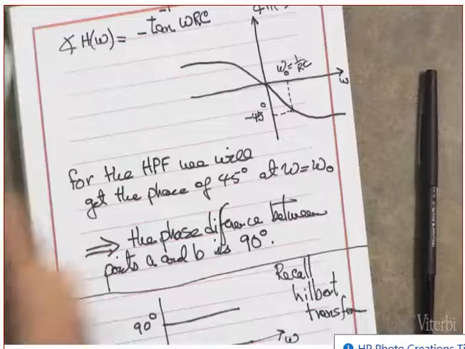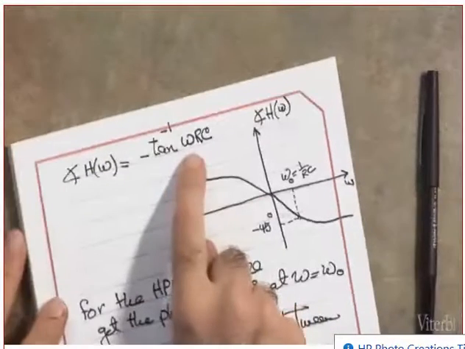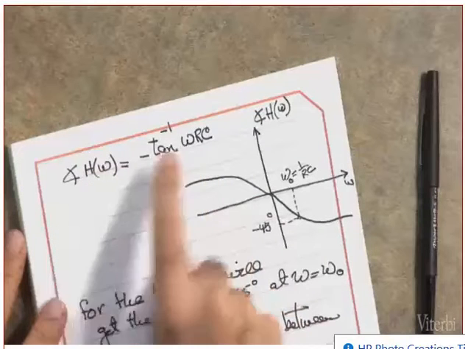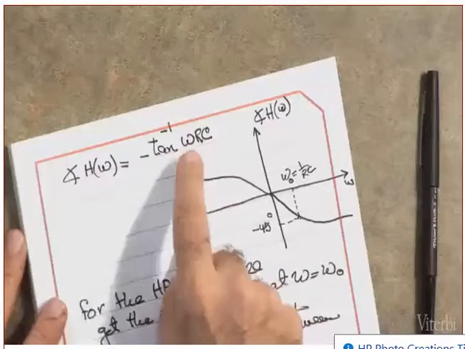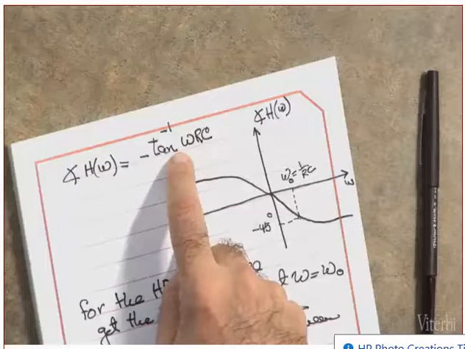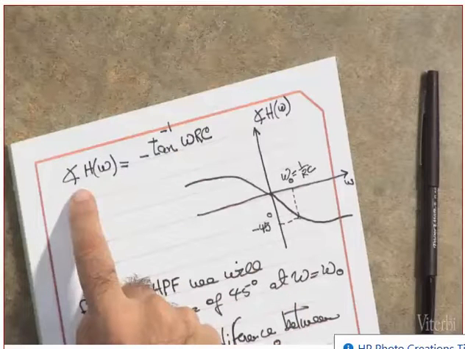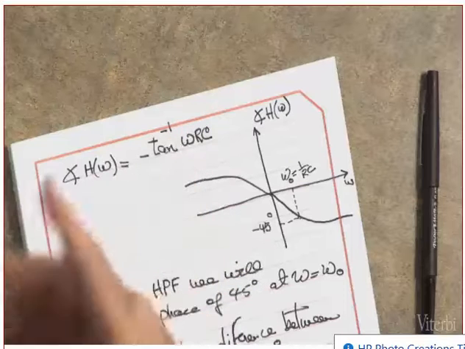Not sure. Let me go back one more time. What is the phase here? When is this 45 degrees? When omega is equal to 1 over RC. If omega is not equal to 1 over RC, let's assume some different omega, will this one be 45? Yes or no? Give me just a value, just a regular value. Let's say it's minus 30.